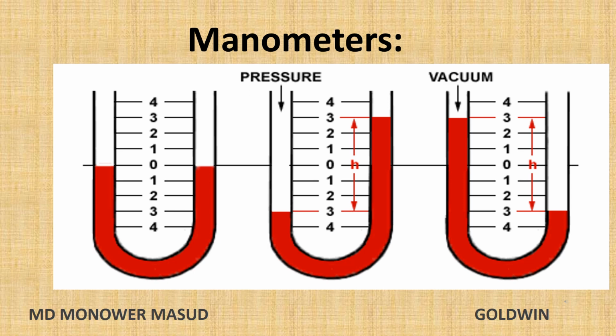Components: a transparent or translucent tube containing a fluid, usually a liquid like mercury, water, or oil. Scale or graduated markings to measure the height difference in the fluid columns. Connections to the system being measured and the reference.